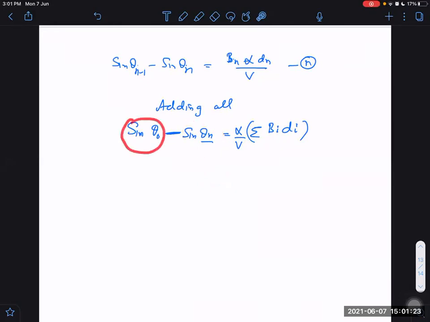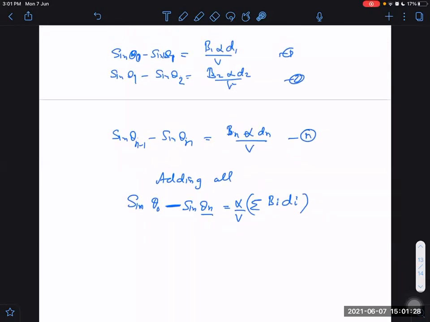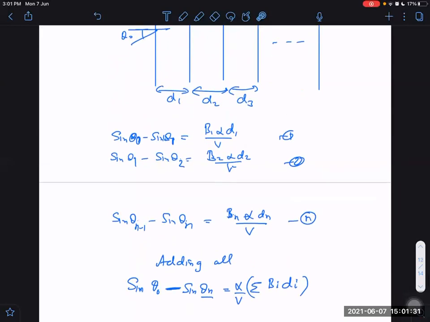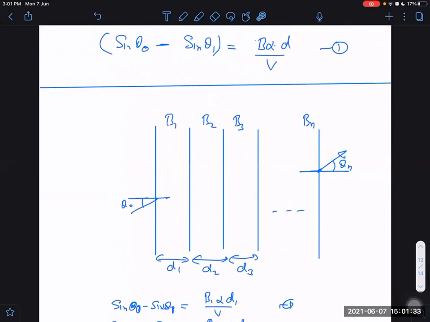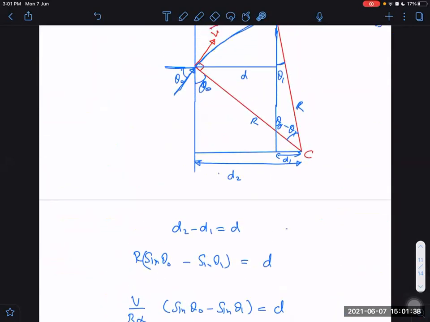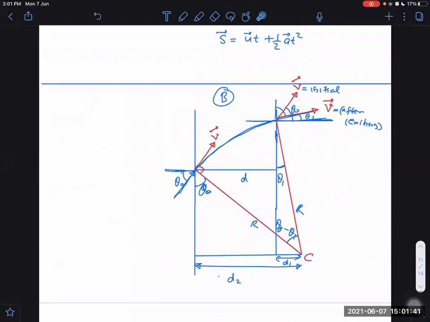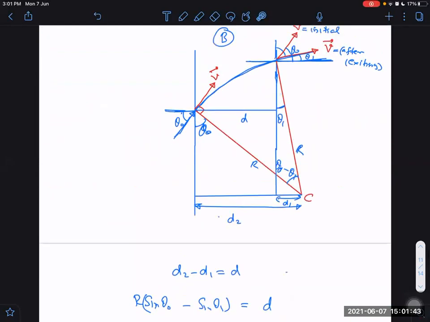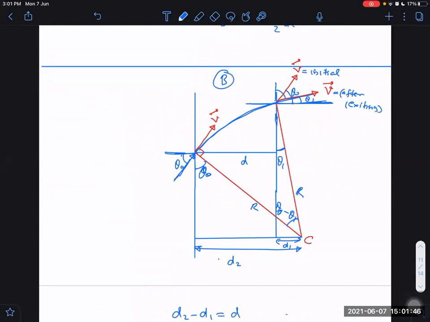And sin theta naught is some finite value. This term will become, I think, negative. Can it become negative? We have to take b with proper sign, so it can become negative also. Anyway, what was the b direction in this case? Can you tell me the direction in this particular case? Sir, b was out of the plane. This will be valid when b is out of the plane. Out of the plane is positive only.